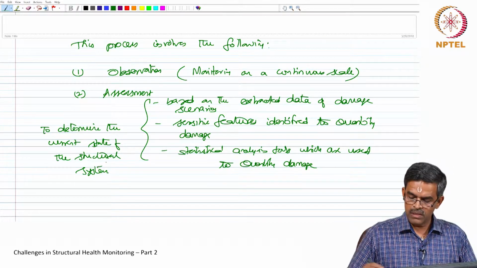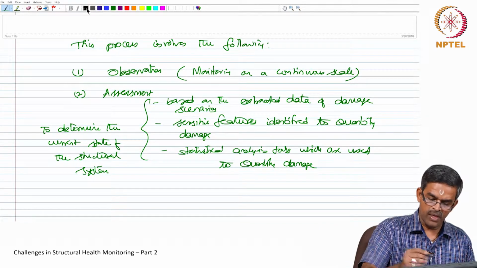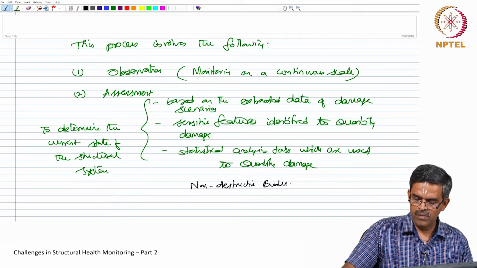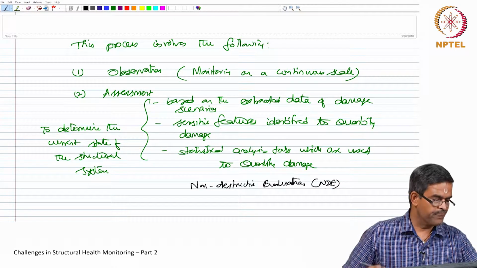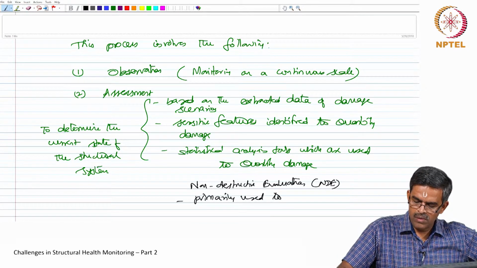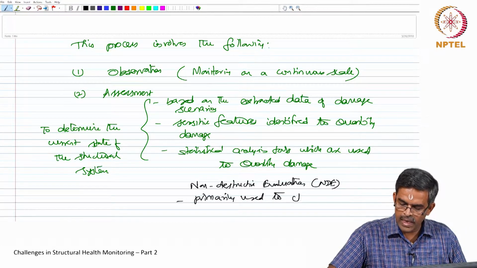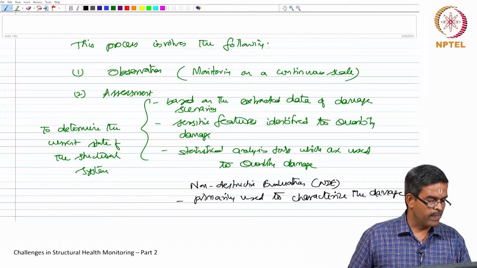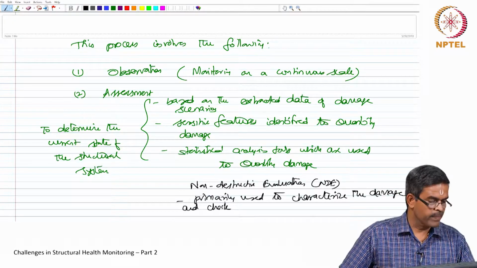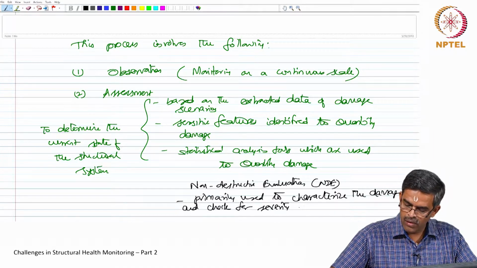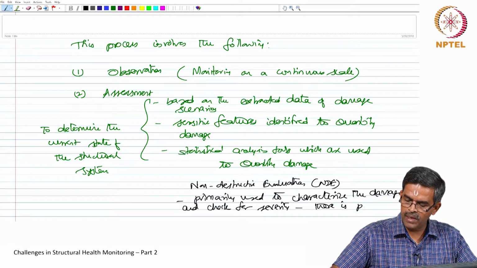Okay. In this process, non-destructive evaluation plays a very important role. It is actually primarily used to characterize the damage and check for severity when there is prior knowledge of the damage.